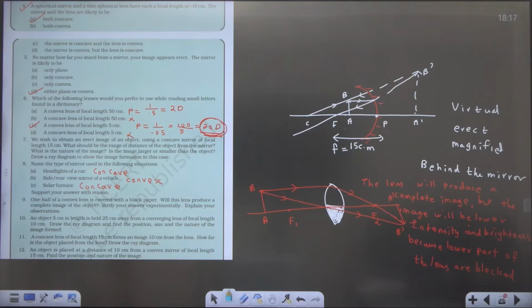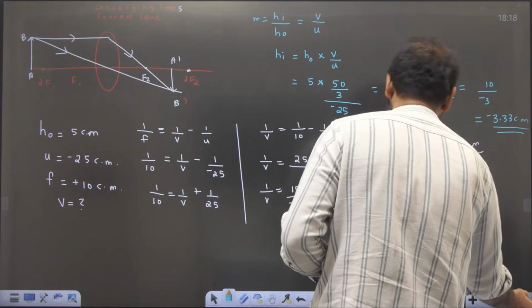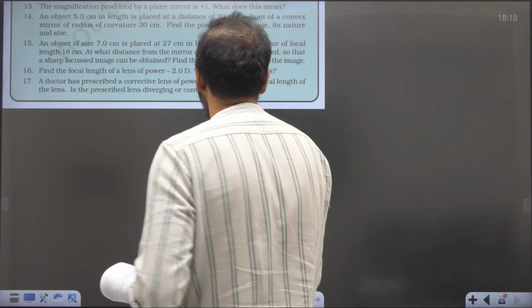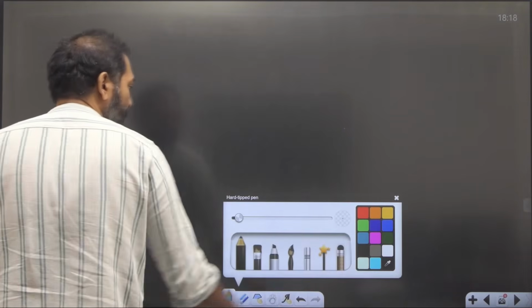Next question, the 11th question. A concave lens of focal length 15 centimeter forms an image 10 centimeter from the lens. How far is the object placed from the lens? Draw the ray diagram. See, you have to check whether you have to draw the diagram or not. Some questions you have to draw the diagram. So that is very important. Let's see.